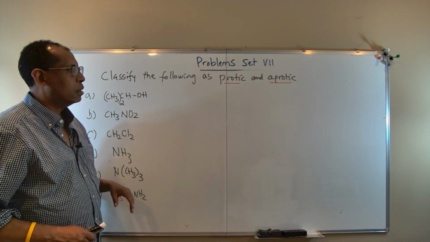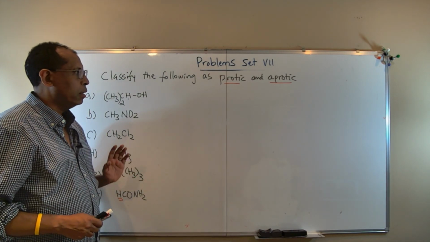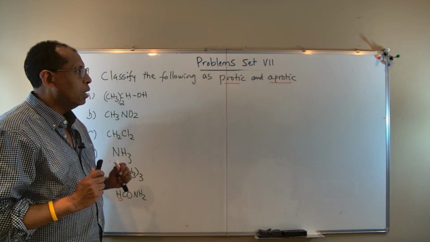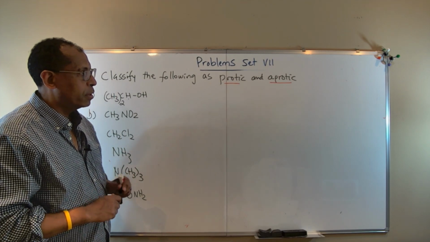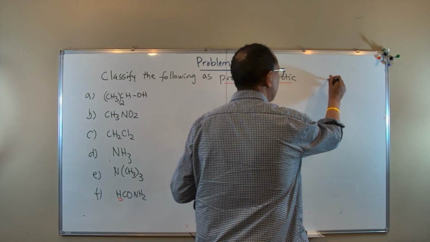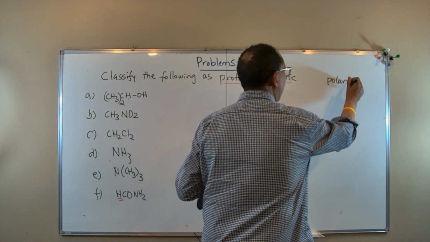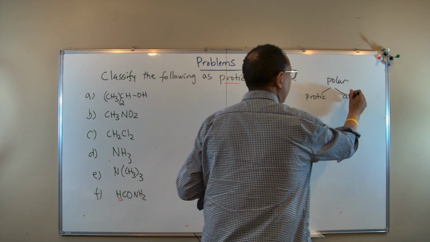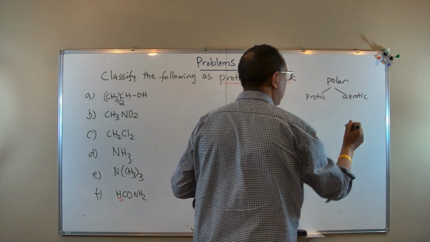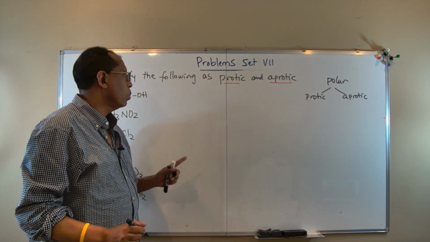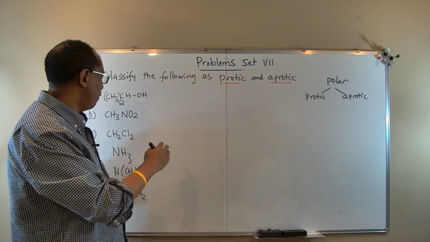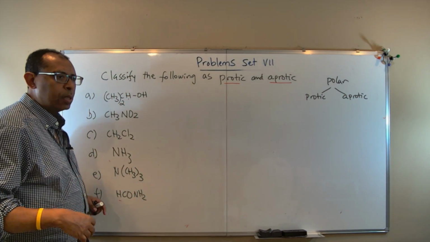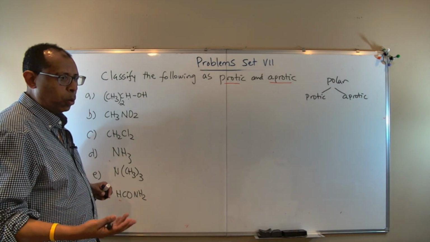The solvents that are common in nucleophilic substitution are polar solvents, obviously, but the polar solvents are also divided into protic and aprotic ones. So in this question, you are required to classify this number of solvents as protic and aprotic ones.